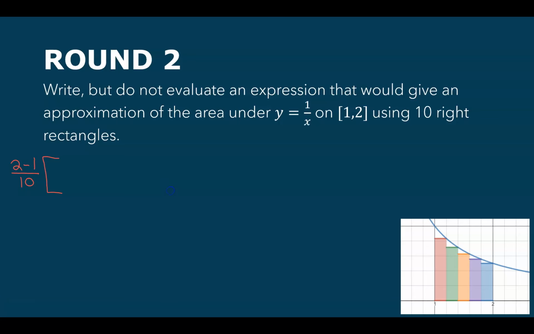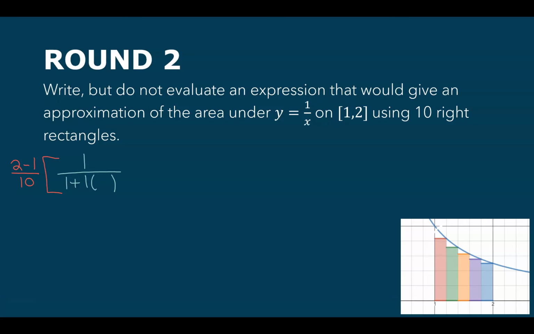So the first thing to calculate is the width. And I'm still thinking of this figure. Instead of counting 5 rectangles, I'm imagining they're 10. So what's the entire width? Well, that entire width is 2 minus 1, divided into 10 equal pieces. Each rectangle is going to be 1/10 wide.